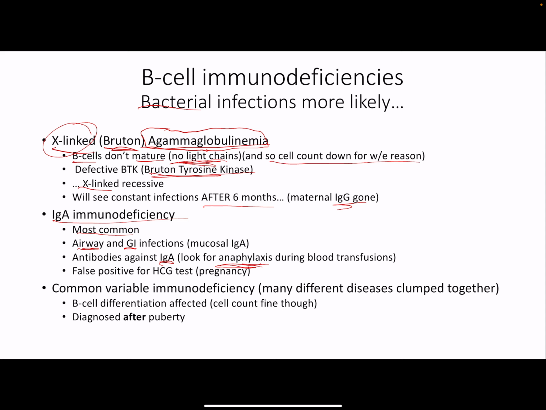This could also cause your smooth muscle to constrict in your bronchioles, and then this makes breathing a little bit more difficult. And weirdly, this can cause a false positive for HCG for a pregnancy test.